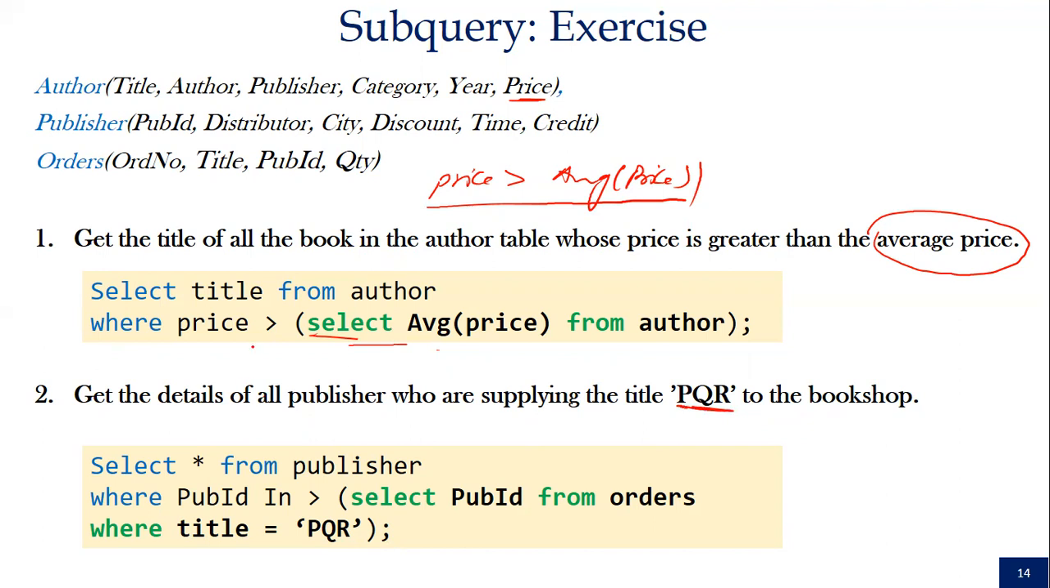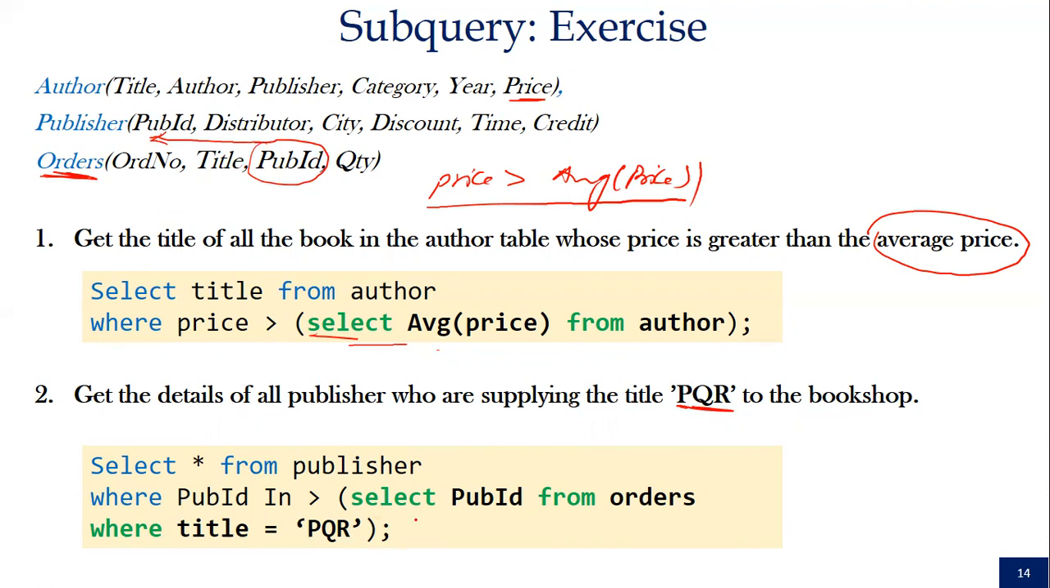Okay, so select, we are having a title PQR. We have to see the details of the publisher, so select asterisk from publisher. Now title is available in the order table. So which publisher do you want to show? Whose title is PQR? From this table you can select the publisher ID, so that we can select the information of the publisher who is supplying the PQR title, right?